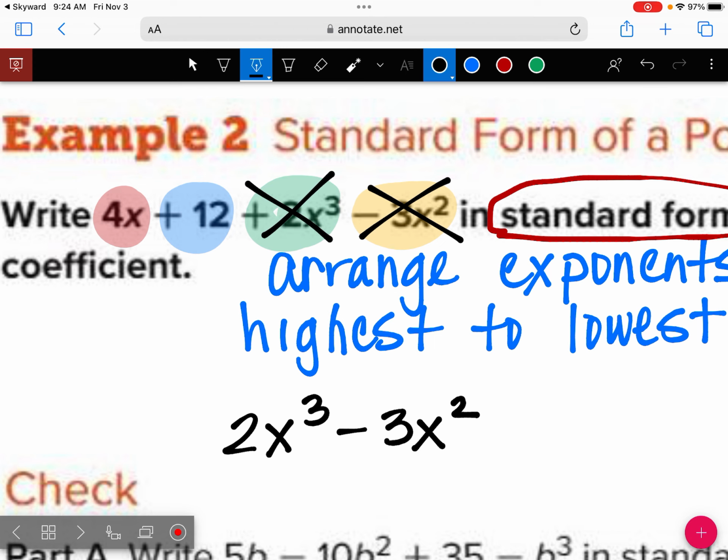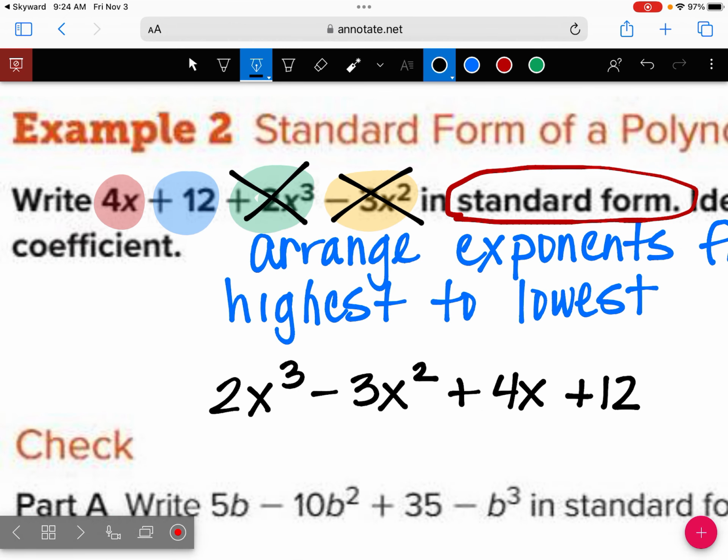All right, now what comes next? The pink or the blue? Who says pink? Who says blue? Blue doesn't have any x's, so this actually has a degree of 0. So the next one would be the 4x. And then we have no x's. So when we look at it, notice how we go from 3, everybody look at the screen. We go 3, 2, 1, none. It's in order. That's standard form.